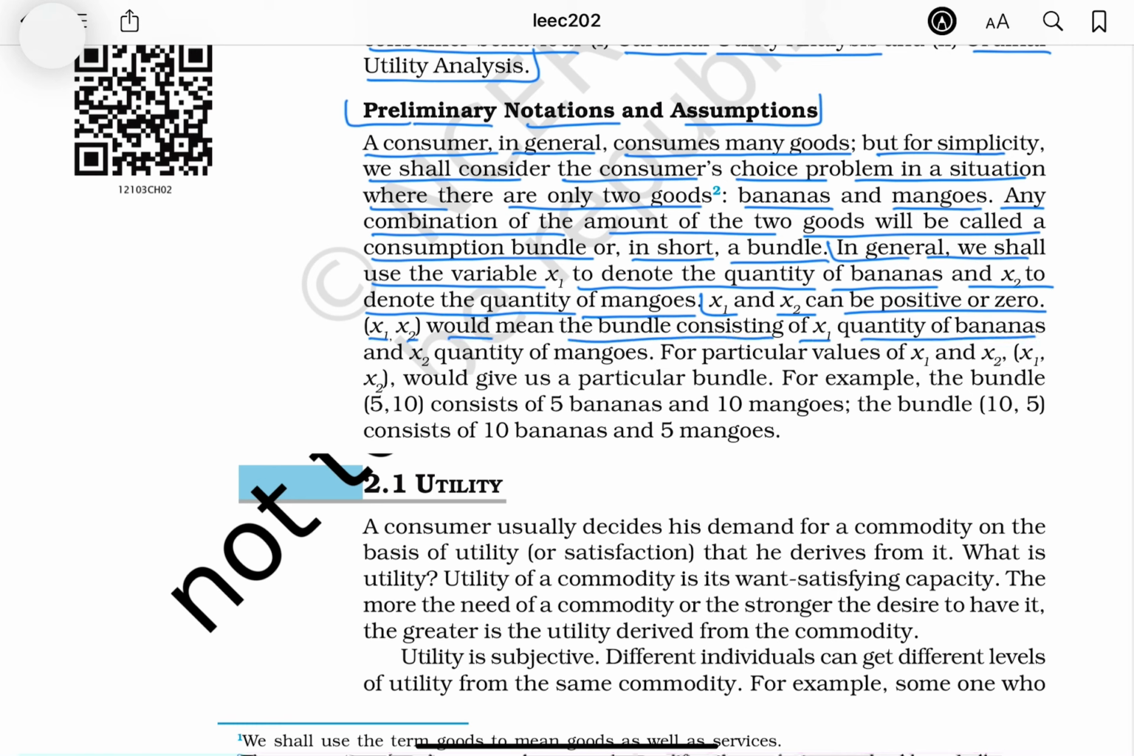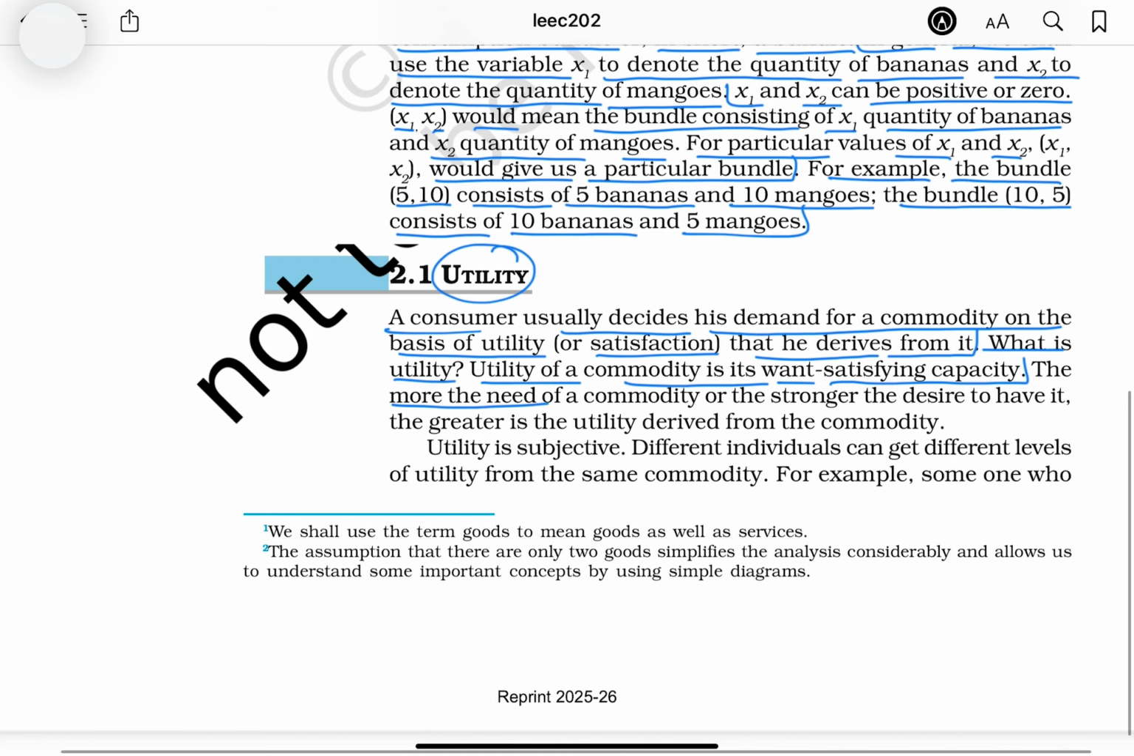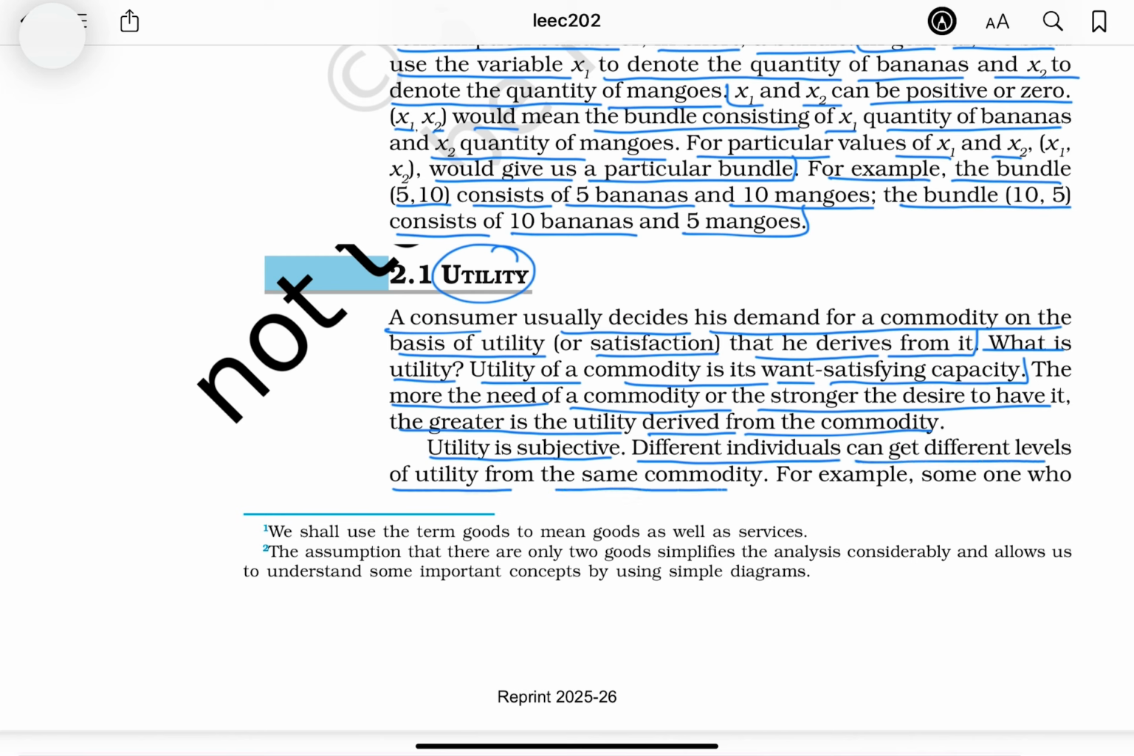अब आ जाते हैं यूटिलिटी। A consumer usually decides his demand for a commodity on the basis of utility and satisfaction that he derives from it. What is utility? Utility of a commodity is its want satisfying capacity. The more the need of a commodity, or the stronger the desire to have it, the greater is the utility derived from the commodity. Utility is subjective. Different individuals can get different levels of utility from the same commodity.